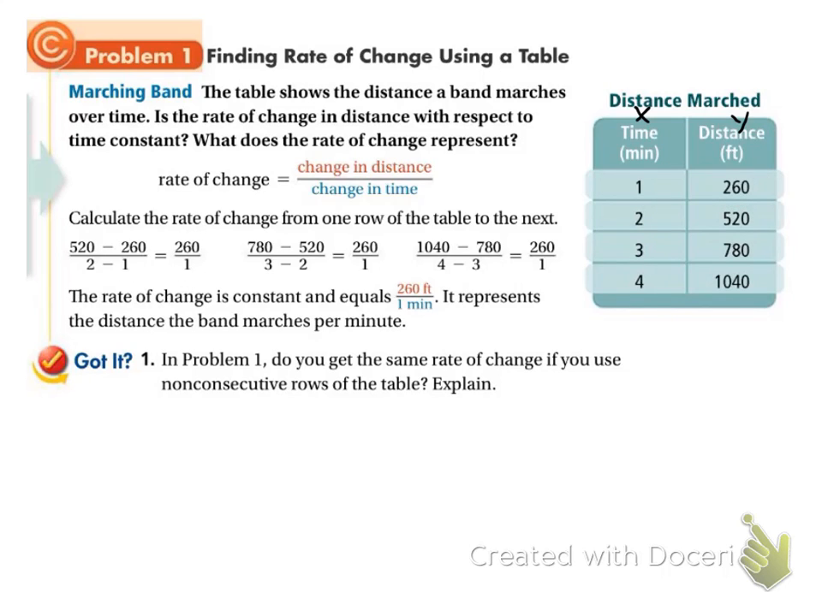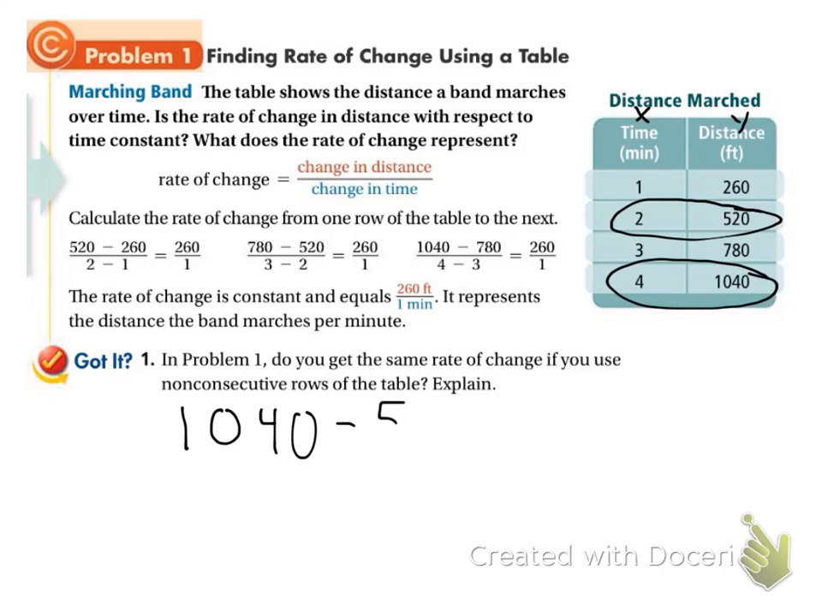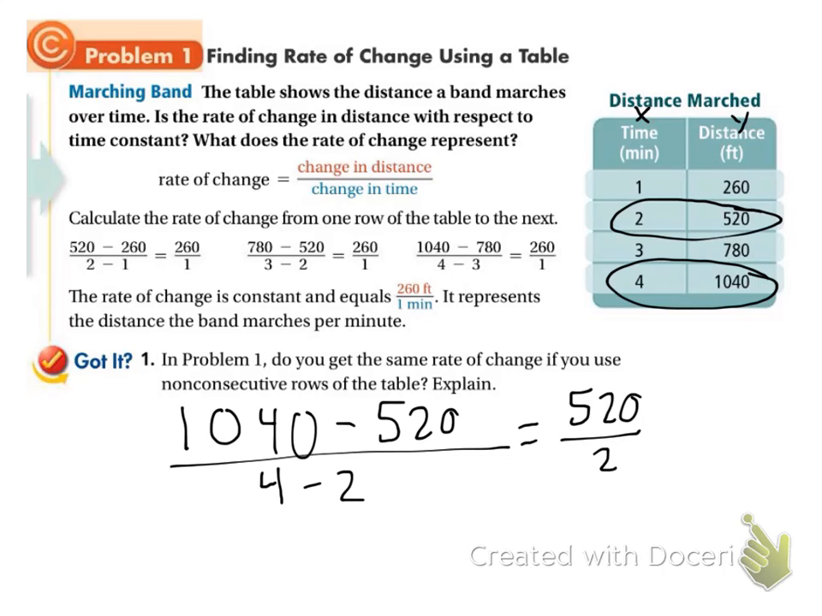So let's say we want to go with this one and this one. So we're going to do the change in the distance on top. So I'm going to do 1040 minus 520. And on the bottom, I'm going to do 4 minus 2. Right, we do distance on top and time on the bottom. So that gives me 520 over 2. And when I divide that by 2, I get 260.